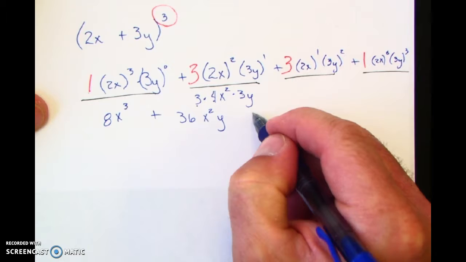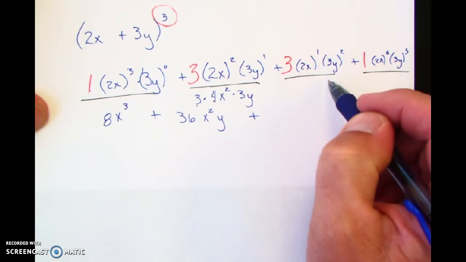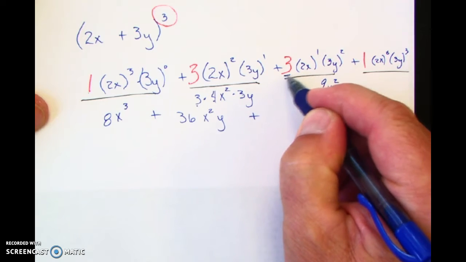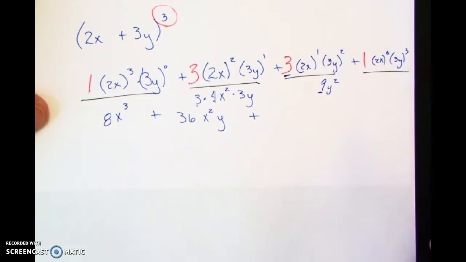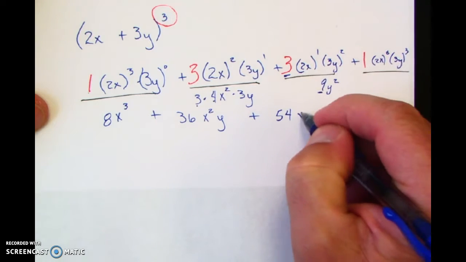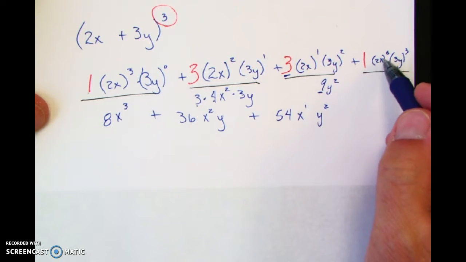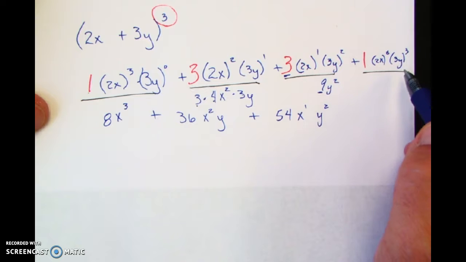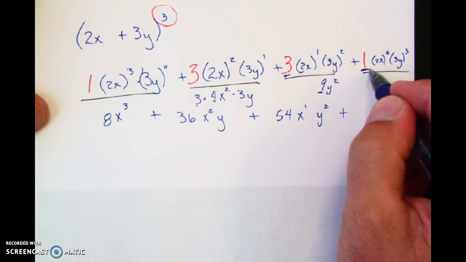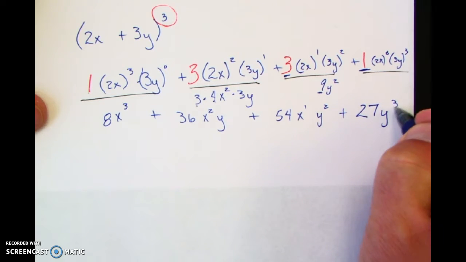My third term, I have 2x. Now I have 3y squared, so that's going to be a 9y squared. And then we have 3 times 2 times 9 for our coefficient. That is 54. I had an x to the first and a y squared. And then in our last term, again, anything to the 0 power is equal to 1. We have 3 cubed is 27 times 1 is our leading coefficient. So we have 27y cubed.